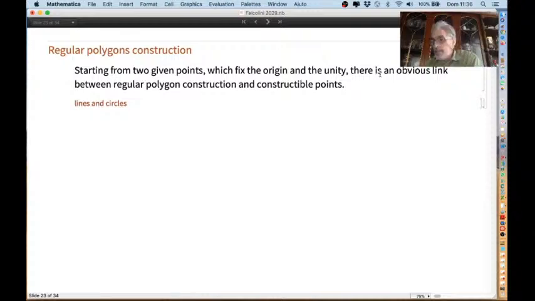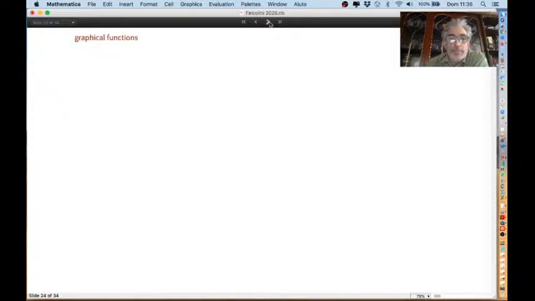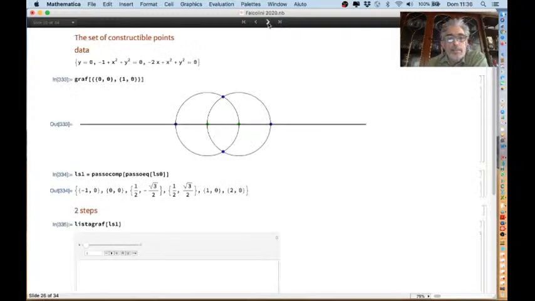Let me say something about regular polygon construction. Let me say only something about some graphical functions that I will use. So let me produce constructible numbers. How do I do this?